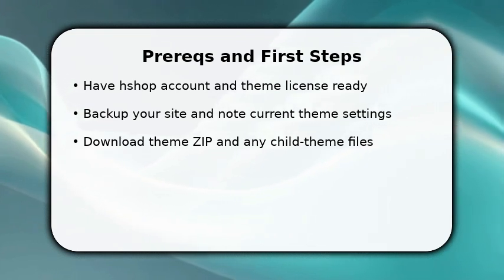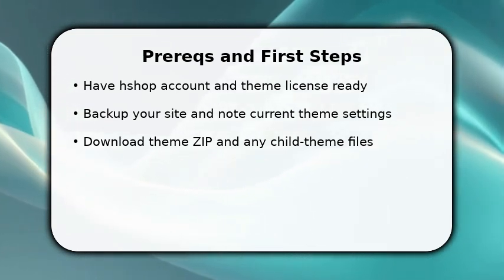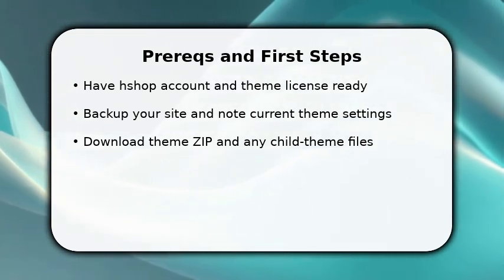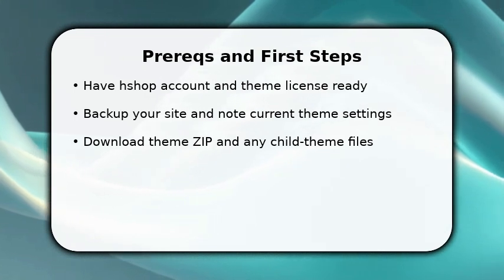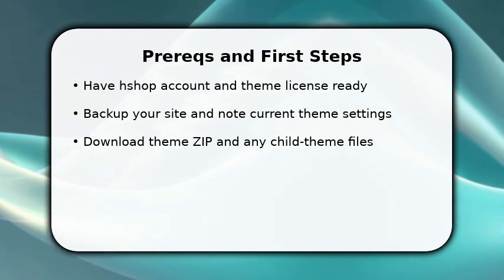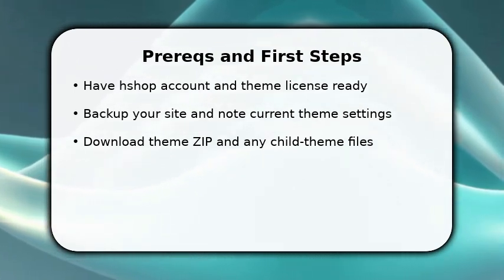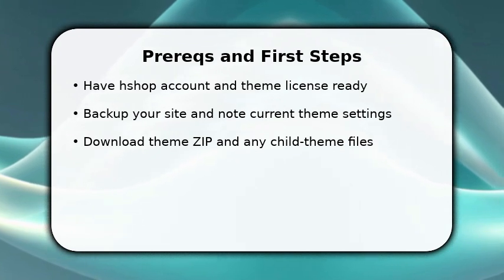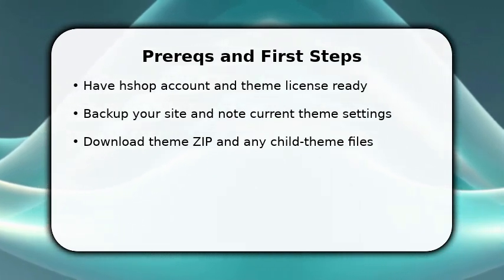Then open your CMS admin and go to Theme or Appearance Upload. Make sure to disable caching plugins temporarily. You do this so file changes apply cleanly. Finally, upload the theme zip now and wait for the installer to validate files before proceeding to activation.